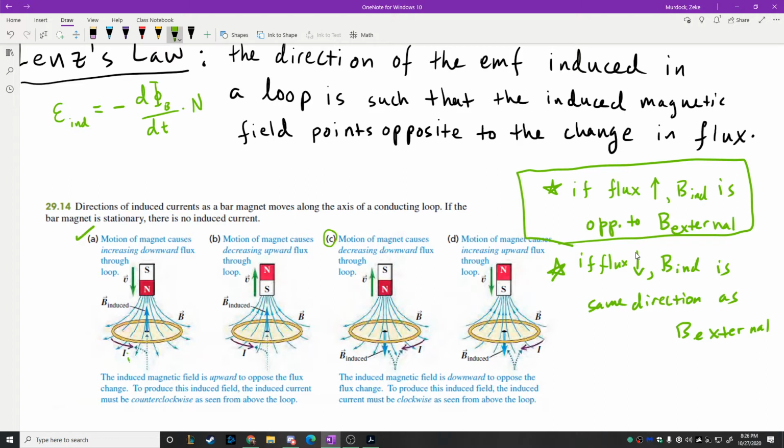So in this picture, right here, in B, the magnet moves away, so the flux decreases. If the flux decreases, the induced magnetic field points in the same direction. And a magnetic field that's induced in this direction means the current has to flow this way.